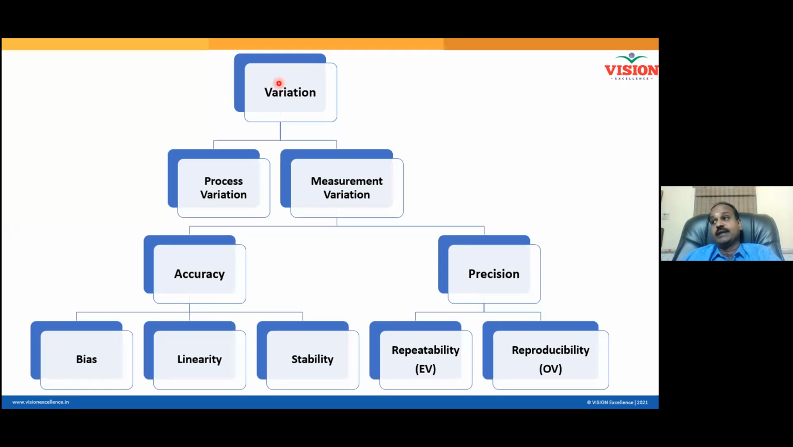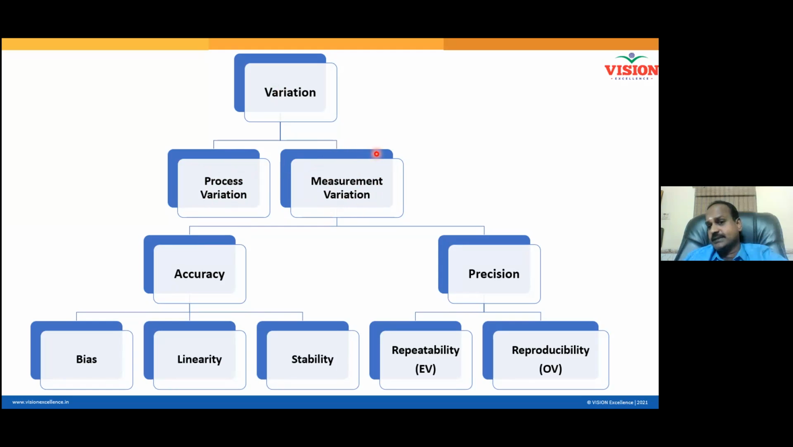Problem. Now we realize that variation can be of two types. Process variation, another one is measurement variation. Reducing process variation is the aim in any Six Sigma project. But in order to do it effectively, you must do this first.